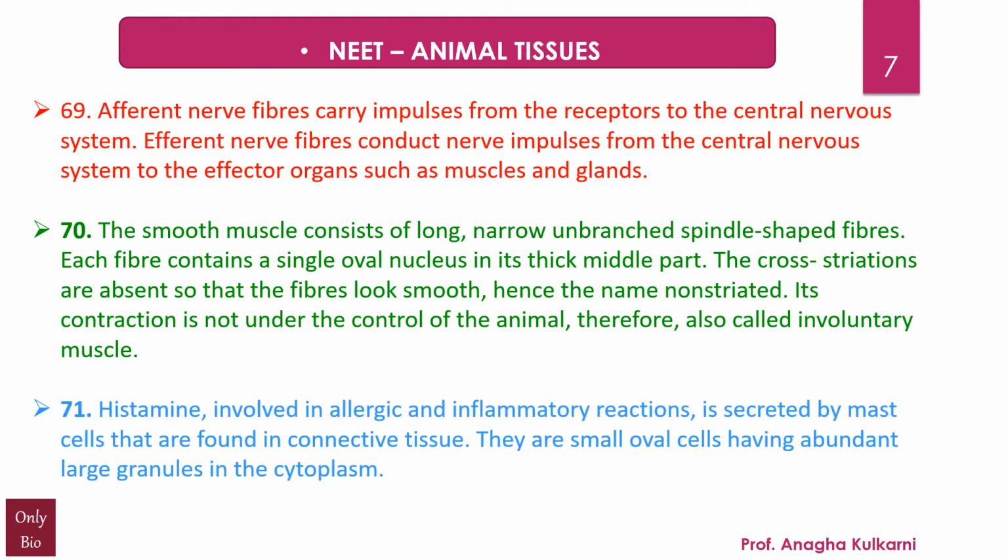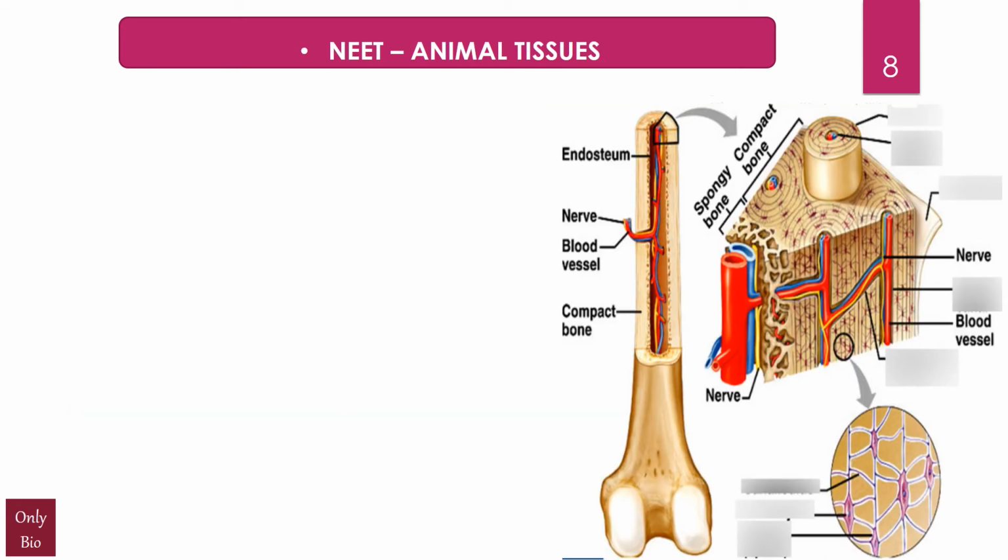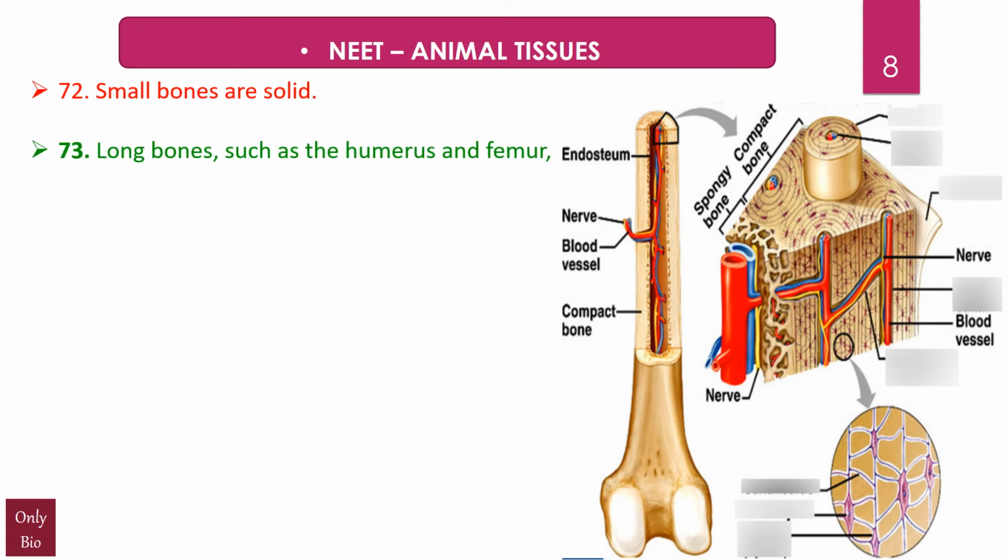Point number 71. Histamine involved in allergic and inflammatory reactions is secreted by the mast cells that are found in connective tissue. They are small oval cells having abundant large granules in the cytoplasm. Point number 72. Small bones are solid. Next, long bones such as the humerus and femur have a cavity, that is the marrow cavity, at the center.